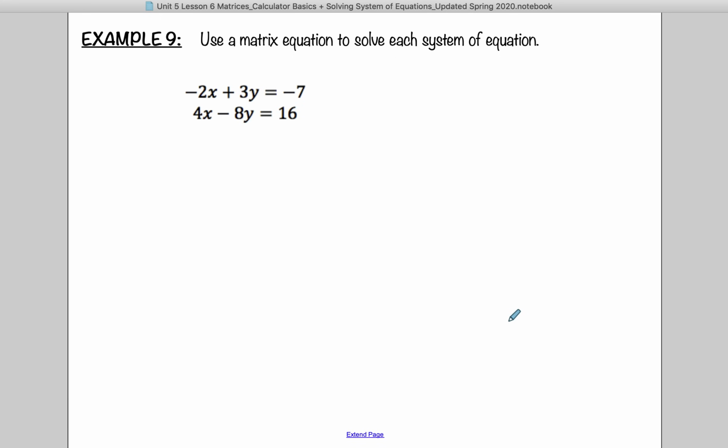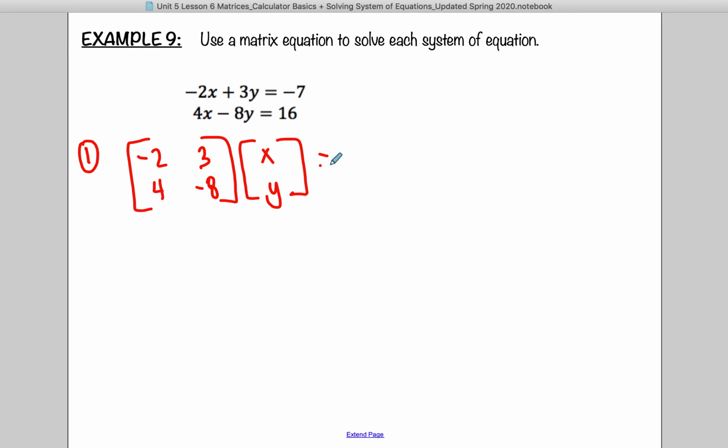So use a matrix equation to solve each system. So step 1, set up that matrix equation. So we got our coefficients, negative 2, 4, 3, negative 8. Variable matrix, x and y, equals our constants. So we got negative 7 and 16.